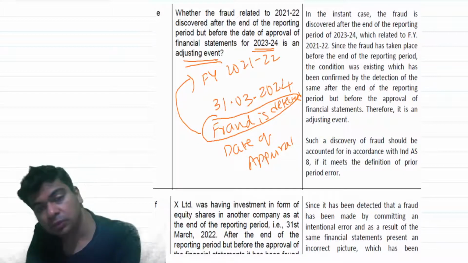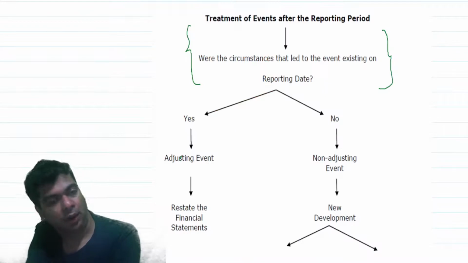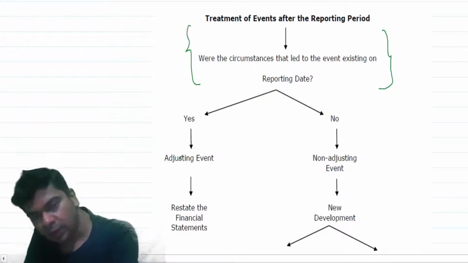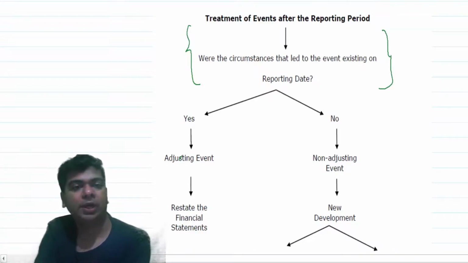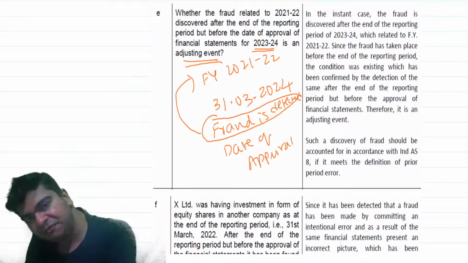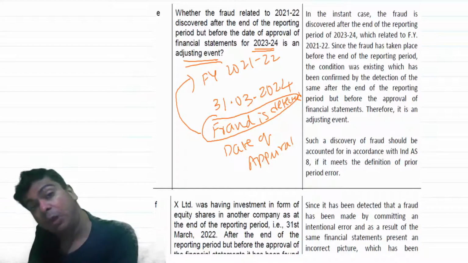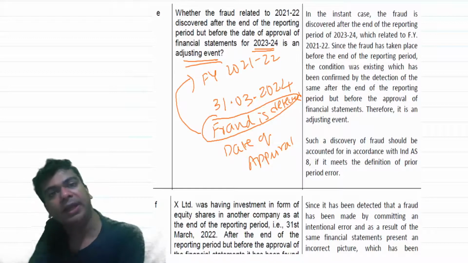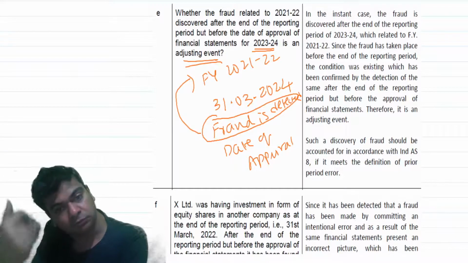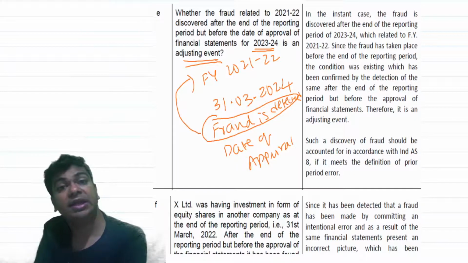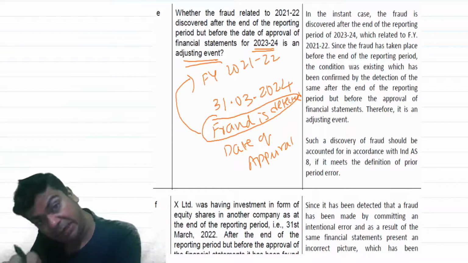Ask the question. I'll again show you that in case you have forgotten the question. This is the question that you should ask. Were the circumstances that led to the event existing on the reporting date? Reporting date is 31st March 2024. Was the fraud, conditions of fraud existing on the reporting date? Fraud is of, you know, 2 years back, right? Fraud is of 2 years back. Obviously, it has still not been discovered. It has still not been detected.